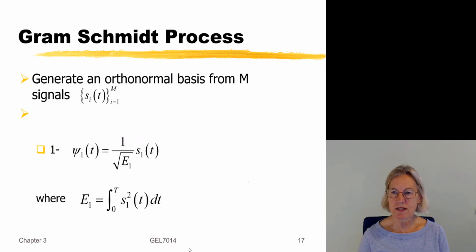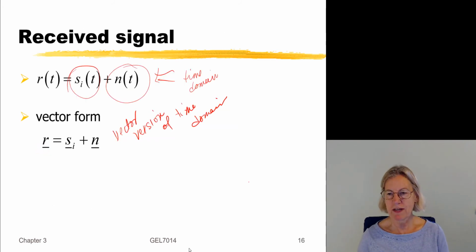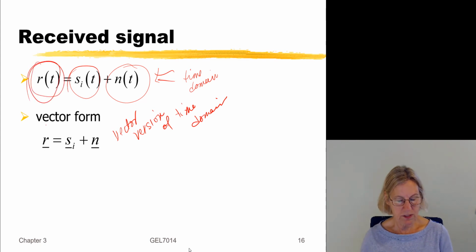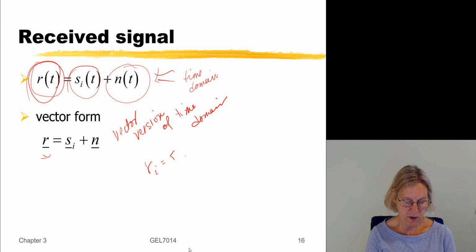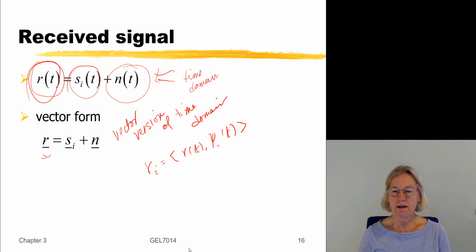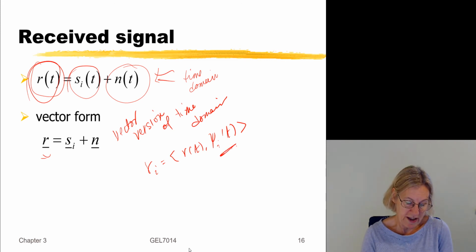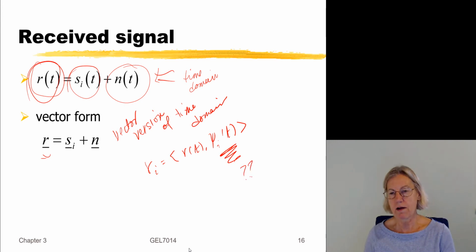So now we get to the gritty part. How do I actually find the coordinates? I have a received vector, R of t, and I want to know how I get the coordinates. Well, to get the coordinates, sure, I take the inner product. Ri is the inner product of R of t and Ci of t. I have a received signal in time, I can do an integral, that's okay. But I have to know what the basis vectors are. So how do I find out what those are? And that is what the Gram-Schmidt process is about.